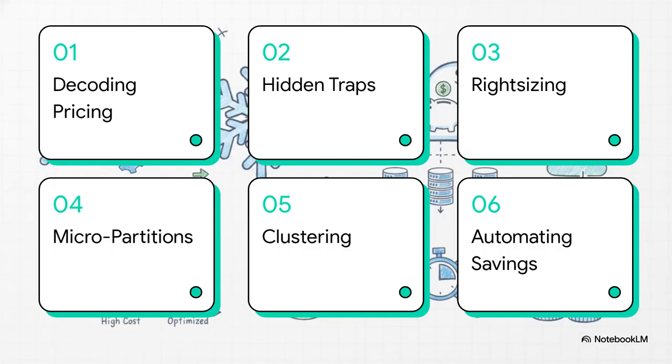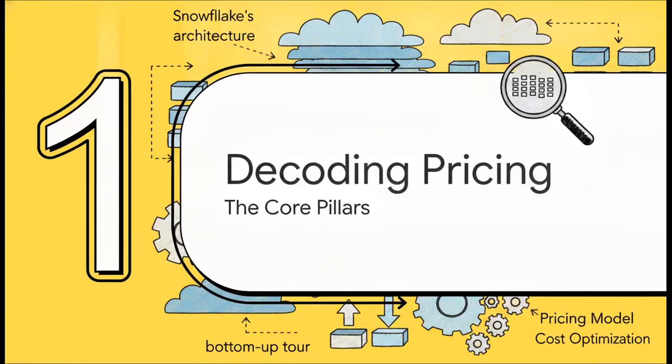Here's our quick game plan for today. We'll start by decoding Snowflake's pricing model. Then we'll spot those hidden traps in cloud waste. After that, we'll talk right-sizing your virtual warehouses, dig into micro-partitions and query pruning, master Snowflake clustering, and finally, look at automating your cost savings. All right, let's kick things off with part 1, decoding Snowflake's pricing model.